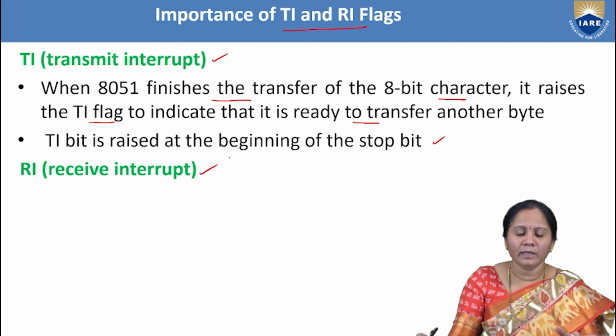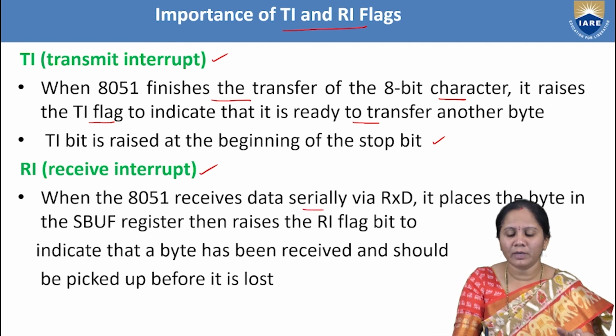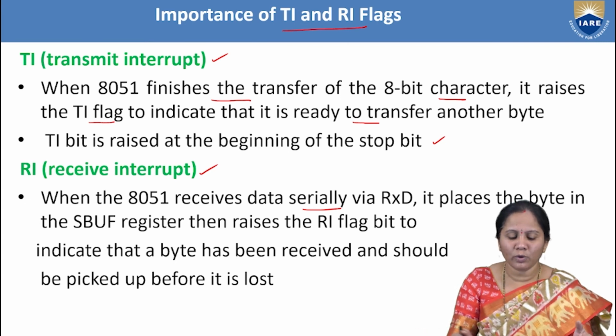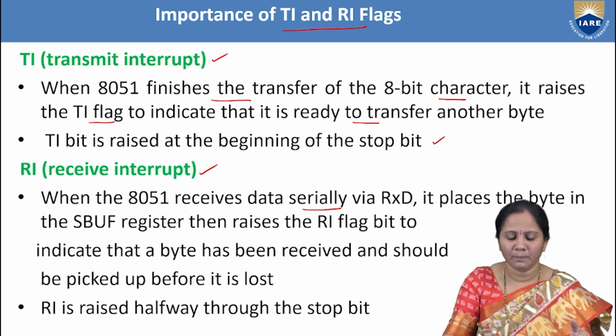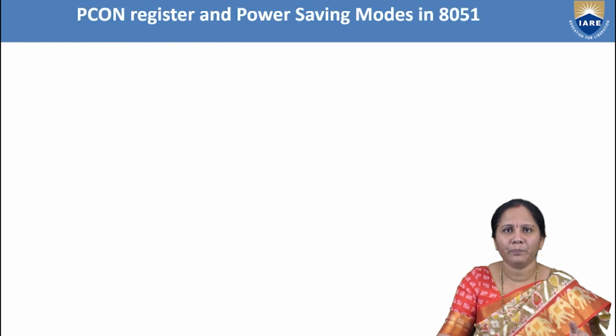And RI is the receiver interrupt. When the 8051 receives the data completely through the RxD pin, it is going to enable this RI flag bit, which is present in the SCON register. And RI is raised halfway through the stop bit.